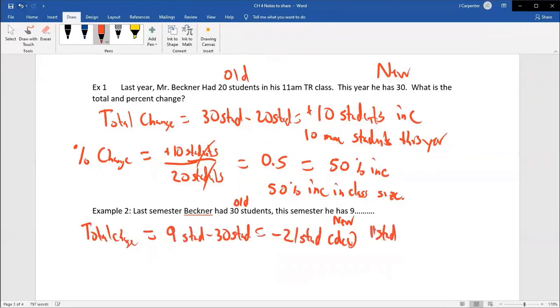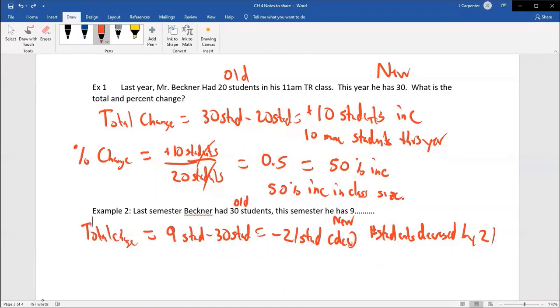So the number of students decreased by 21. Notice I don't say they decreased by negative 21. That would be a double negative. Decreased implies negative. Some people might say, well, can I say increased by negative 21? I mean, technically, yes, but that's extremely confusing. Please don't ever do it. It only works on a technical level. A math person is going to understand you, but the average Joe on the street is not going to understand you. There's our total change.